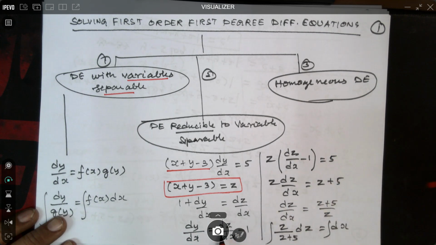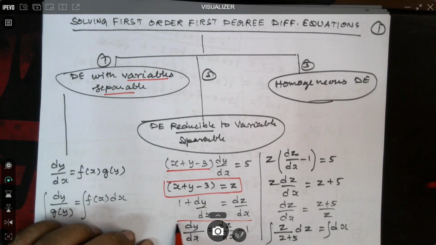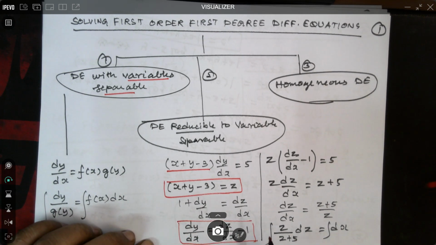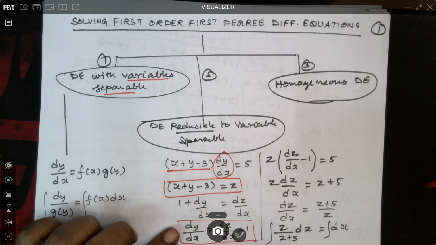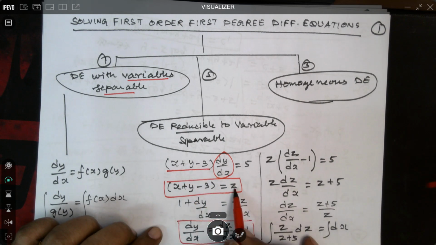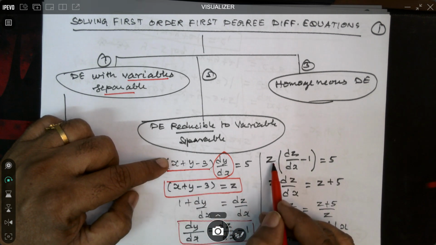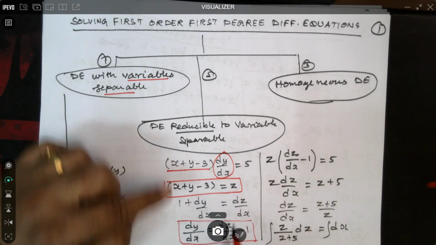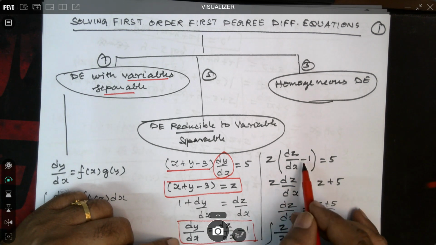Now you have got dy by dx, is it not? You can substitute this dy by dx here, as well, and instead of x plus y minus 3, you can write z. Are you able to follow? So I am replacing x plus y minus 3 by z, and replacing dy by dx by dz divided by dx minus 1. Then I have left the 5 intact.